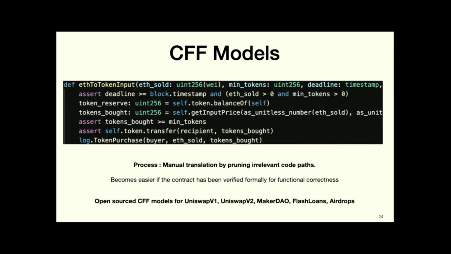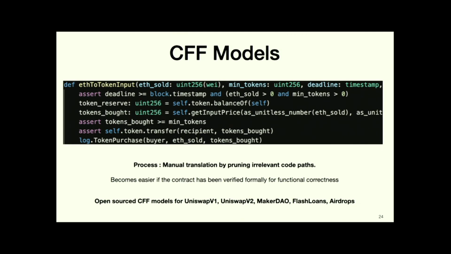Now, how do we do this simplification? The simplification process is largely manual, although we give some hints in the paper as to how you can automate this translation. If the contract has already been formally verified, you can actually simplify this process of manual translation.